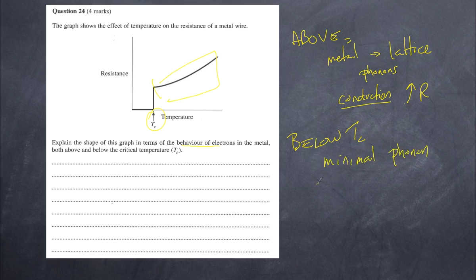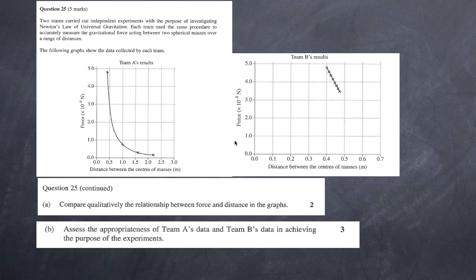So much so that electrons will distort the lattice. Well, that, of course, leads to development of a Cooper pair, and that ties us understanding into BCS theory. And of course, that Cooper pair means you get two electrons going through the lattice unimpeded and therefore no resistance whatsoever. Question 25. So question 25 is all about understanding graphs and about the scientific skills of interpreting graphs.